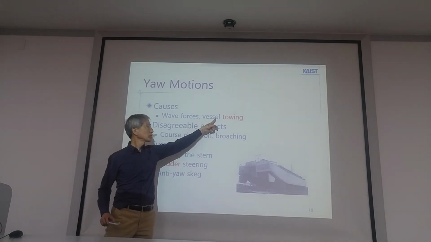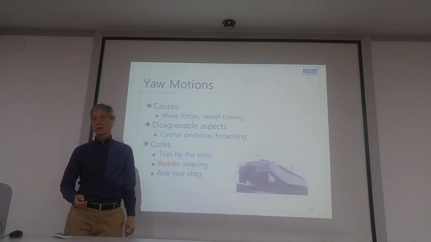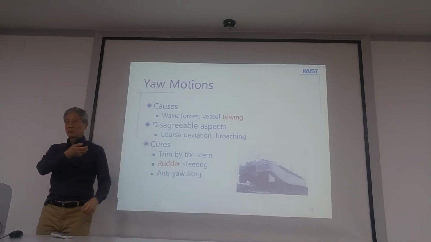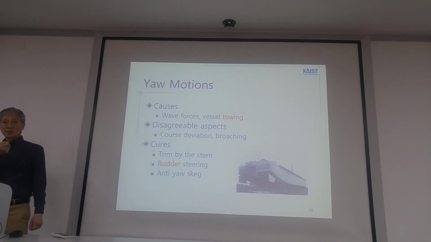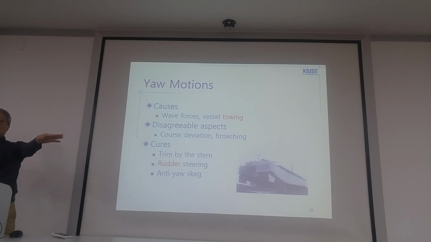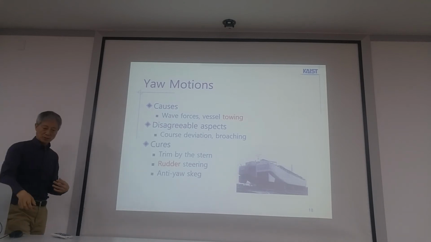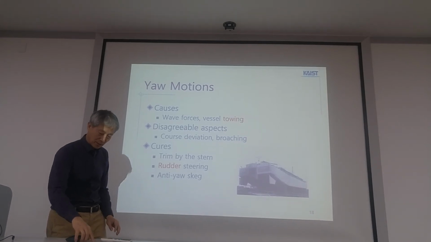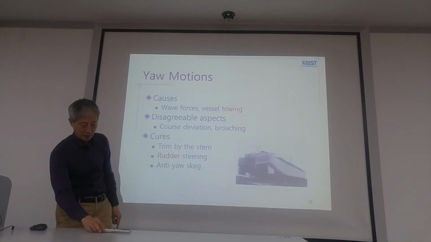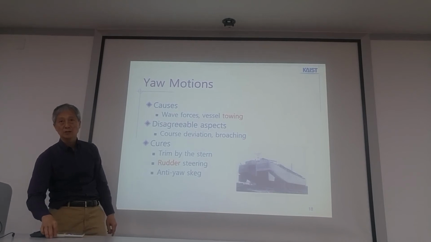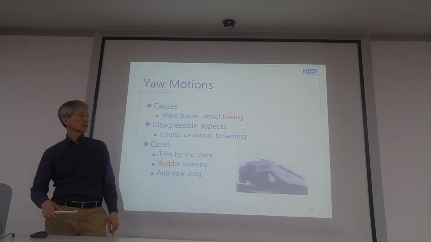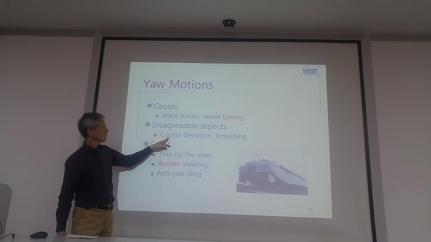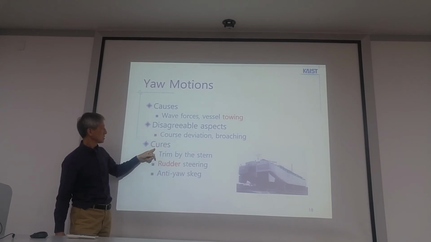The other one is vessel towing. Towing means a tugboat is towing using a rope, and then the towed vessel is moving in this way. When it is coming, in this way. And towing a ship from a vessel using a line, right? When it is pulling in this way, then the ship is coming in this way. Yawing as yaw. So course deviation and broaching.